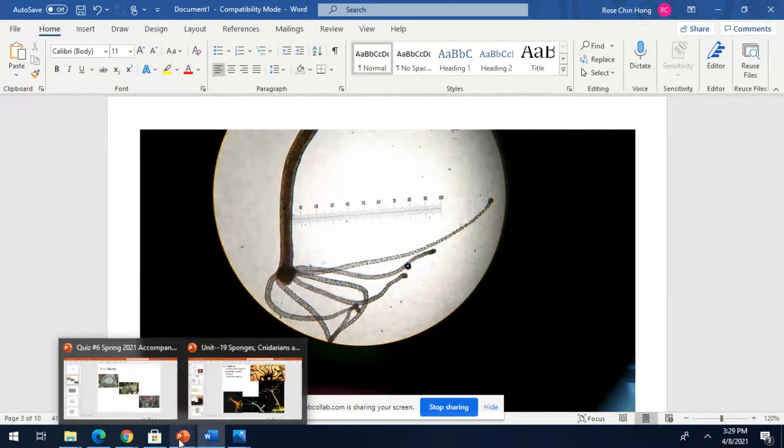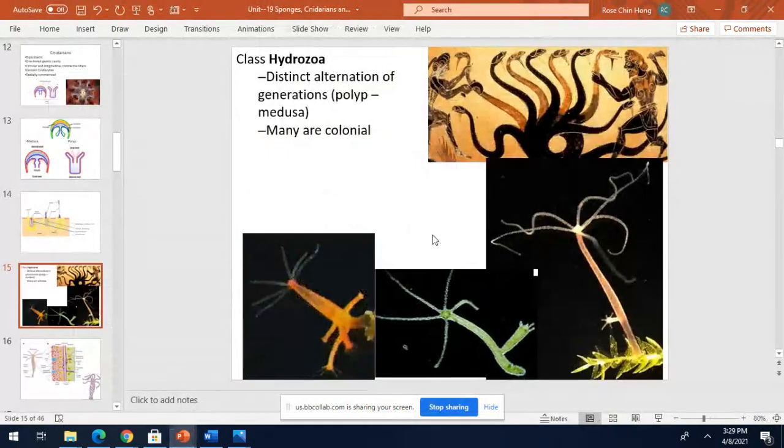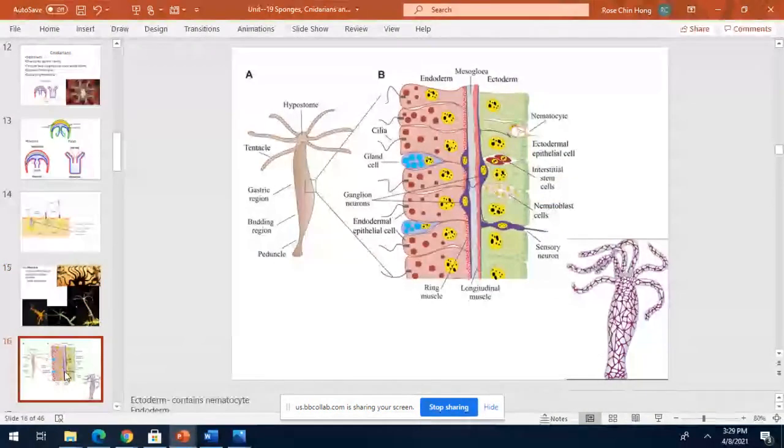What else do I have to add to that? We're coming back to here. Okay, so in the hydra, they can be hermaphroditic, which means they have both male and female sexual organs, gonads, all right?